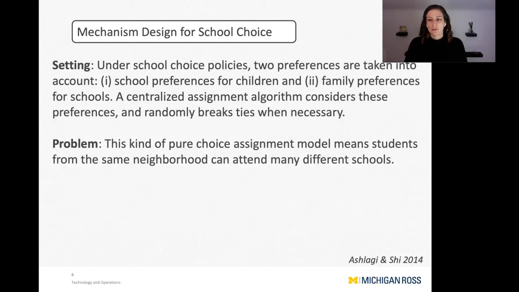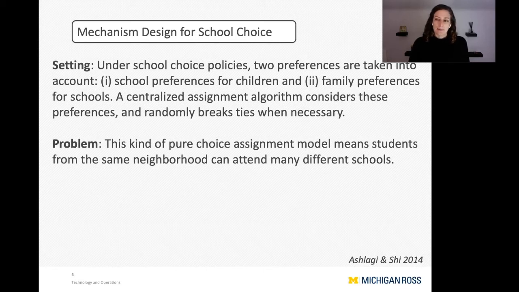So their setting was that under school choice policies, there are two preferences that are taken into account. There's school preferences for children, which are mostly just around if there's a sibling in the school already, they get preference, but mostly it's family preferences for schools, the school choice idea. And there's a centralized assignment algorithm. They look at Boston, that considers these preferences and randomly breaks ties when preferences are similar.